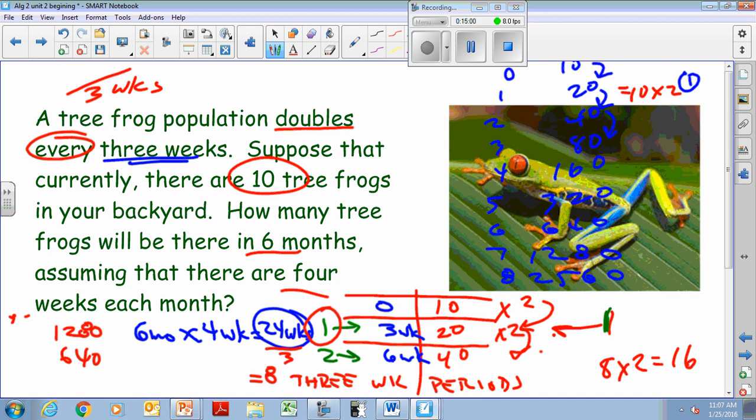2560. So then we could have done 10 times 2 to the power of 8. That gets you the same answer. You could have done 10 times 2 to the power of 8.